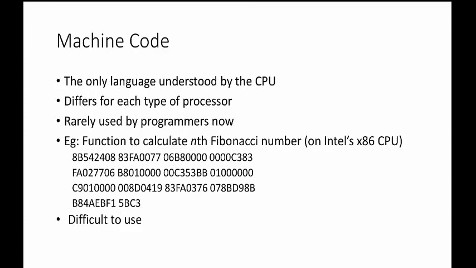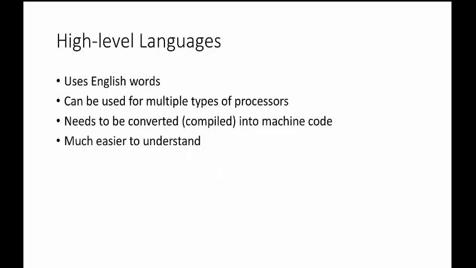For example, the function to calculate the nth Fibonacci number on your Intel x86 CPU is as shown. So yeah, it's actually really difficult to use because you don't understand what it actually is. Your high-level language uses English words. This can be used for multiple types of processors. Your high-level languages will actually be compiled into machine code.